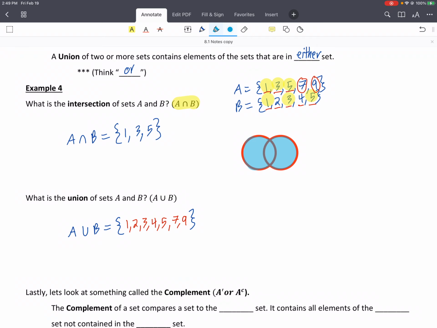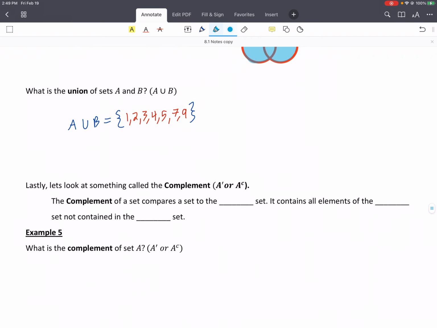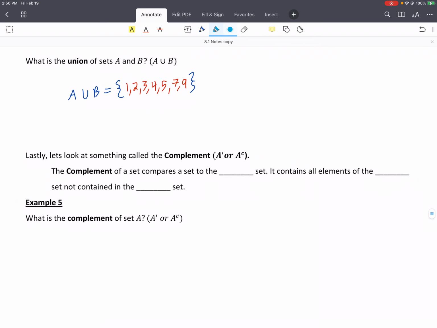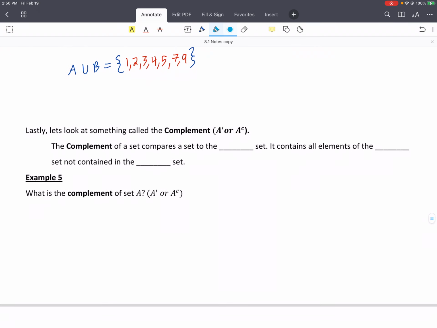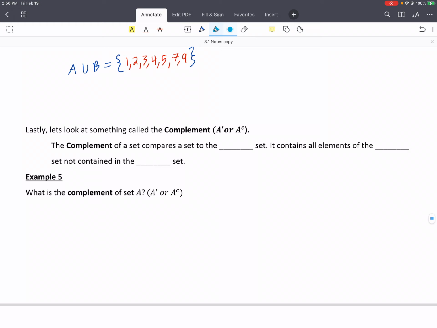All right. So now the last thing we want to look at is something called a complement. You'll see it written as A with the apostrophe, or A prime is how we would say that, or A to the C, which means a complement. Okay, so the complement of a set compares a certain set, or whatever set, to the universal set.